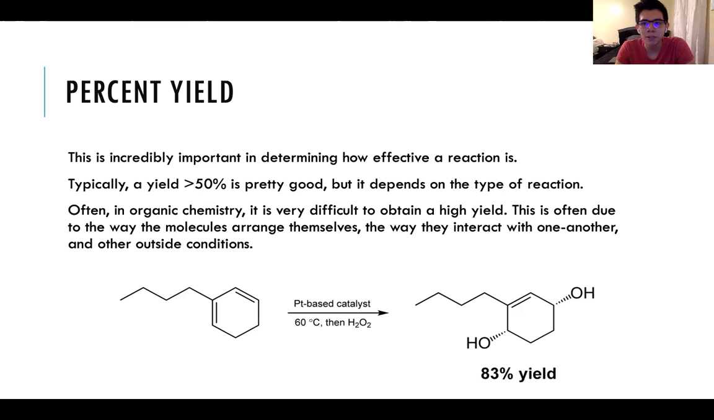You'll learn more about that in general chemistry 1 and 2, but often in organic chemistry, for example, it is difficult to obtain a high yield, and it's often due to the way that molecules arrange themselves and interact with one another. So generally what you calculate, what you should get, is often not going to be what you get. In fact, I think you might earn a Nobel Prize if you can run a reaction to 100% completion, just because it's that difficult.